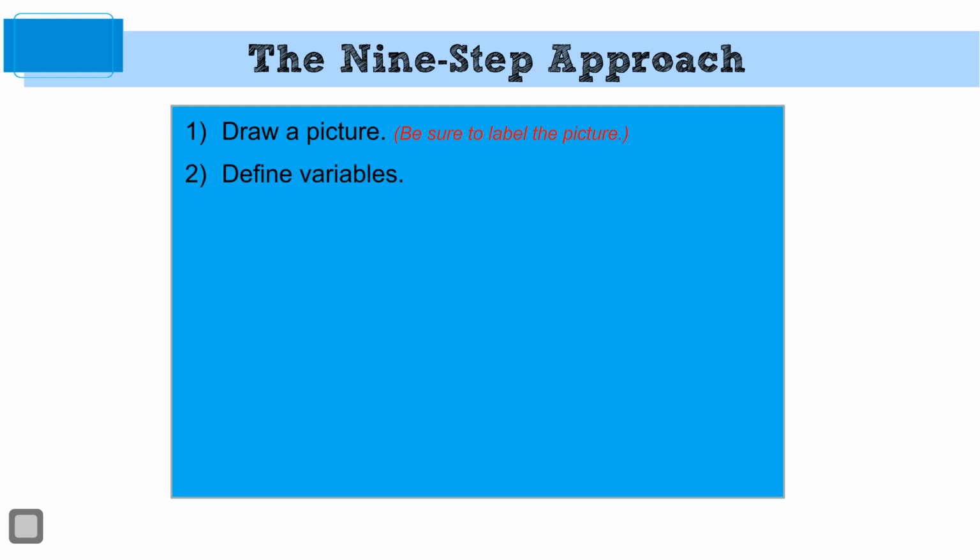Step 2, define the variables. Sometimes in the problem you'll have to create the variables. Okay, I'm falling off a ladder. What do I need to know? Well, my height. What do you want to use to represent height? We'll usually use h to represent height, but you should tell the reader, the grader, the person that's looking at your problem, what each of those variables represent.